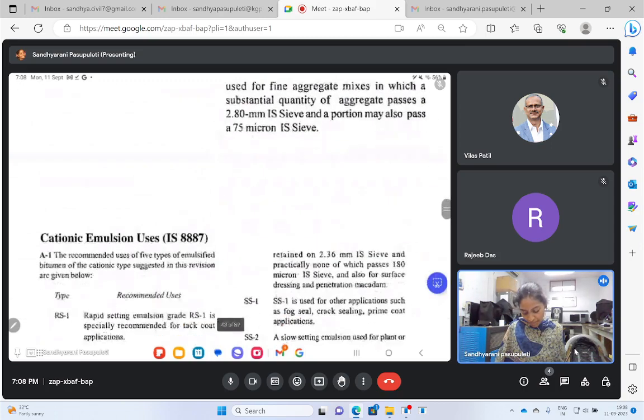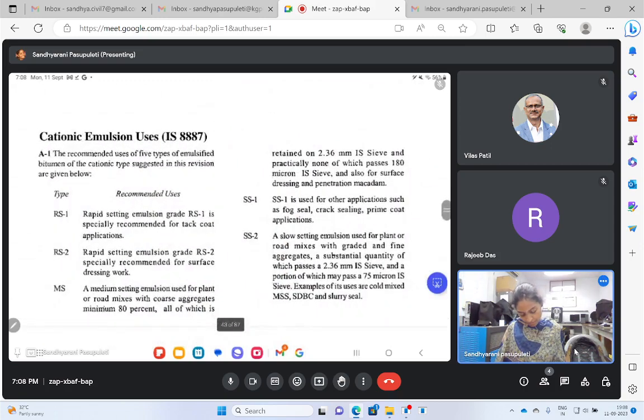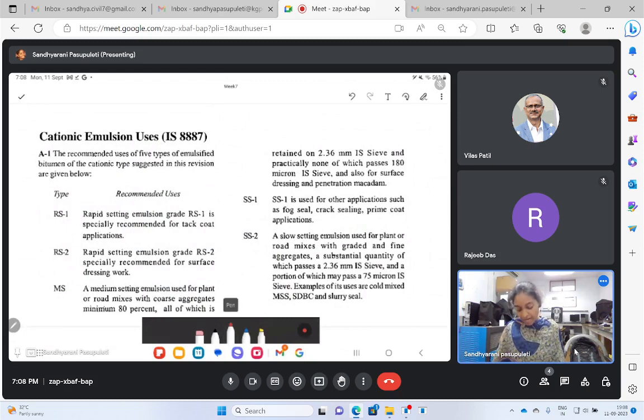Let us come to the cationic emulsion. The cationic emulsions are mostly of five types. You can see rapid setting emulsion grade 1, RS1, which is specially recommended for tack coat applications. Tack coat is nothing but, upon an existing bituminous mixture layer, if you want to place another bituminous mixture layer. And rapid setting 2, this grade is recommended for surface dressing works, if you already have an existing surface and you want to lay another layer.